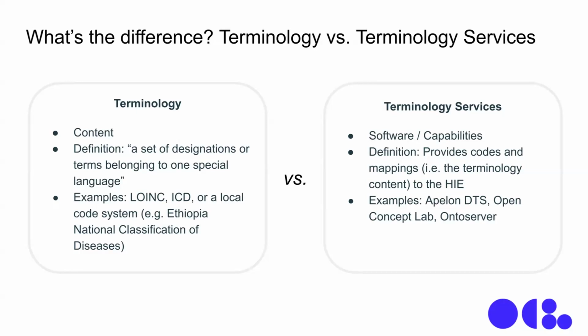And there are some examples of the software that are available to do this. So Open Concept Lab, the product that I direct, is one of these. Apollon DTS, the distributed terminology server, is an excellent product. Onto server is another that I think some in the AHIN community I know are very familiar with. So these are all examples of software that makes these capabilities available to your HIE.